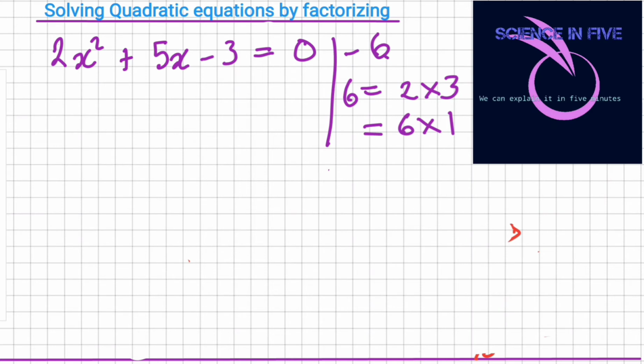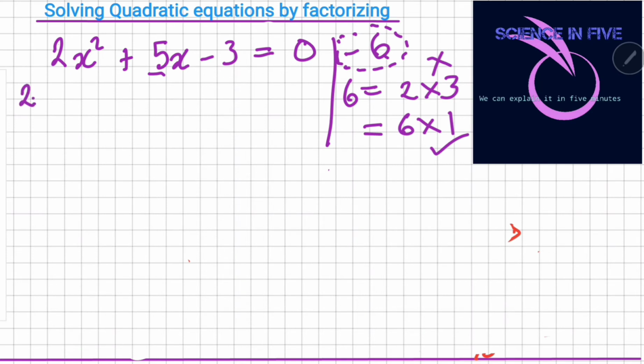Which of these two factors am I going to choose? Well, the original product was a negative, which means one of the factors must be a negative. The middle term is a positive, which means the bigger factor of the two numbers must be a positive. If I go with positive 3 and negative 2, I will not be able to get 5. If I go with positive 6 and negative 1, I'll be able to get 5. So I'll go with positive 6 and negative 1.